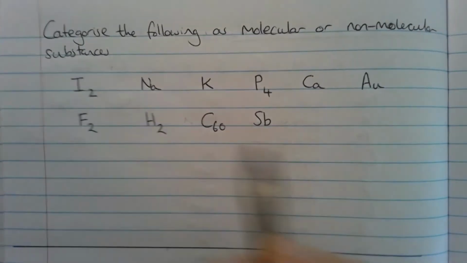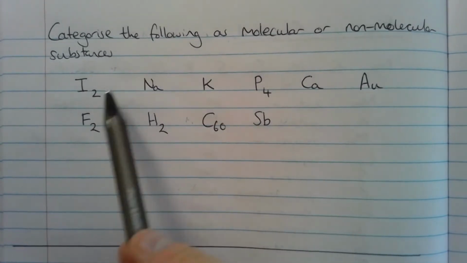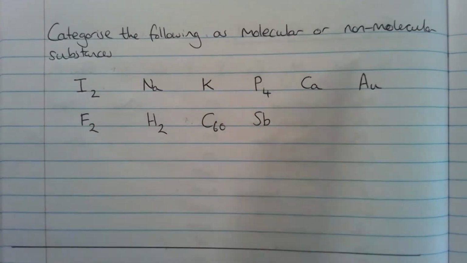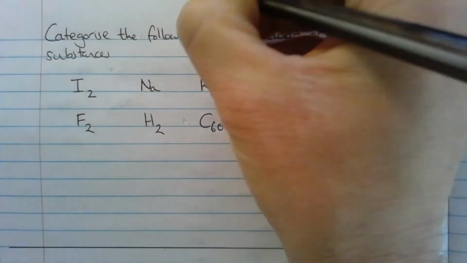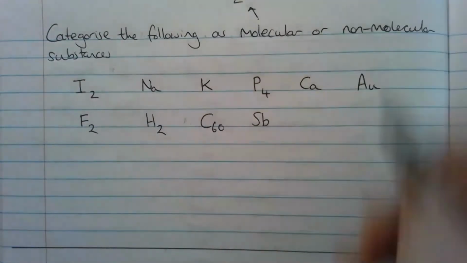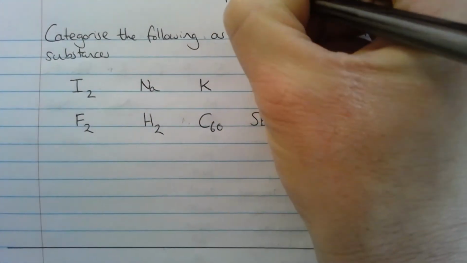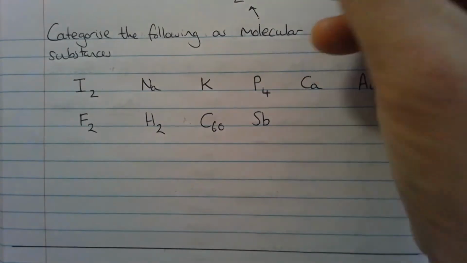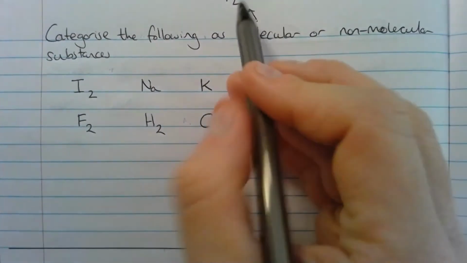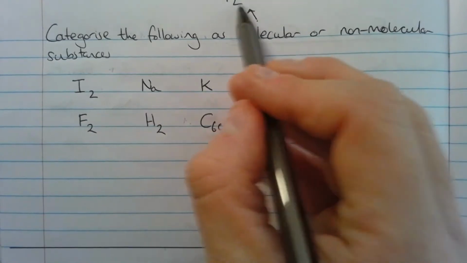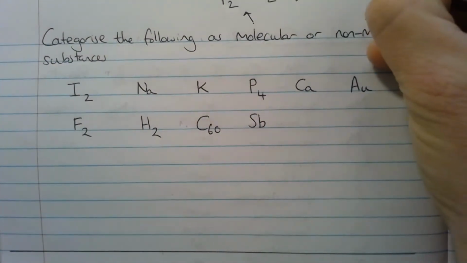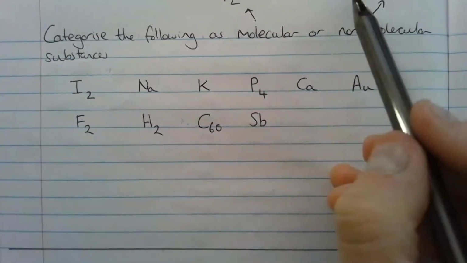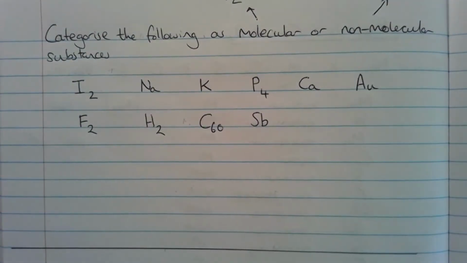Okay, so I want you to categorize the following as either molecular substances or non-molecular substances. If it's a molecular substance, if we think back to our examples earlier, we had F2, Cl2 I think, and S8, so these were all molecular substances because there was more than one atom. And then our non-molecular substances, for example Pb and Fe, well, we've only got one atom present. So if you want to pause the video and have a go at those, then I'll go over the answers.